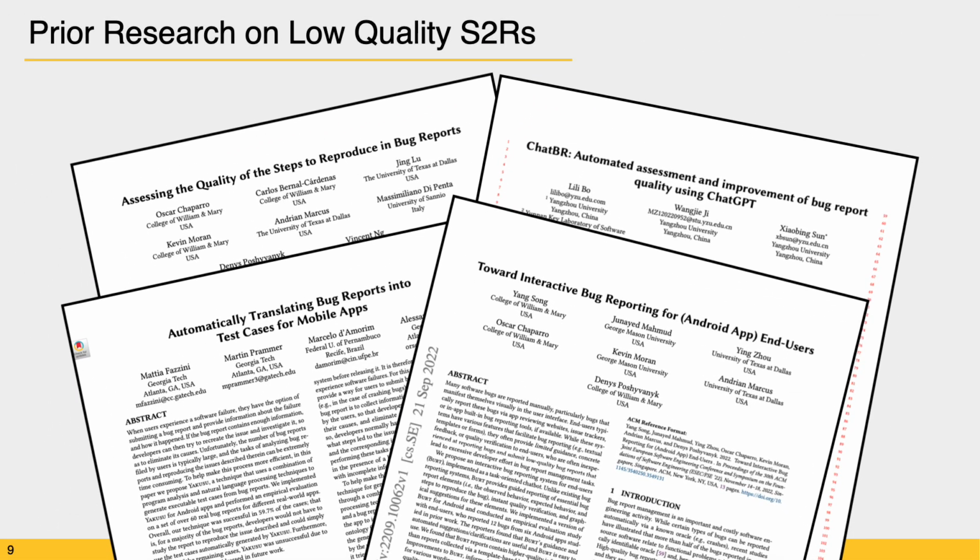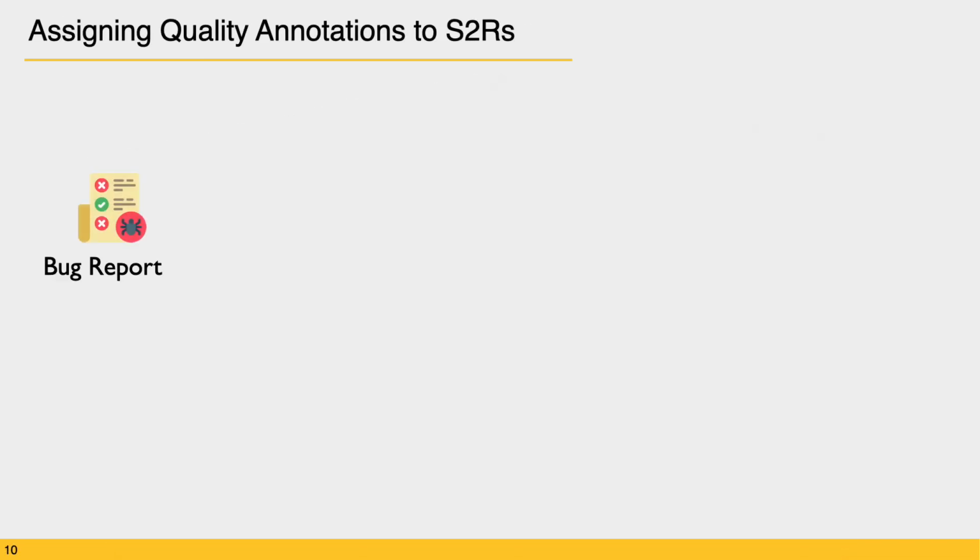To address the issues with low quality steps to reproduce, prior research provided many solutions such as generating missing STRs, automatically reproducing the bug reports, facilitating interactive bug reporting, and providing quality feedback to reporters. Among all the proposed techniques, we believe assigning quality annotations to STR is the most beneficial for reporters as they will be able to get feedback and rewrite bug reports if necessary.